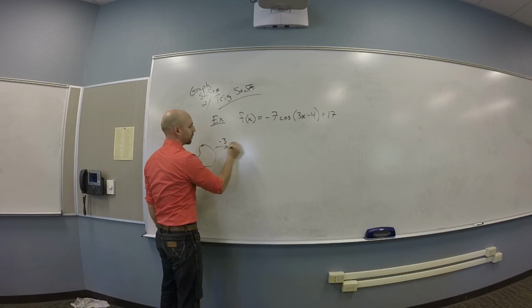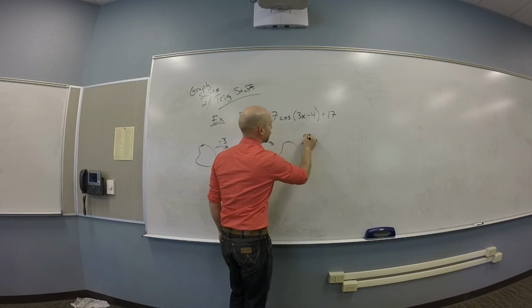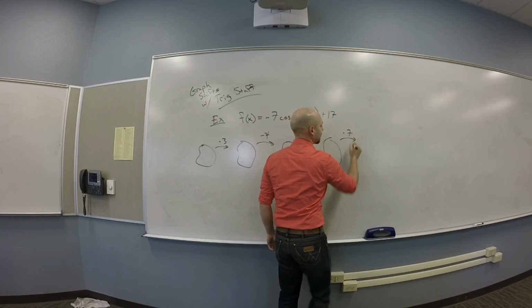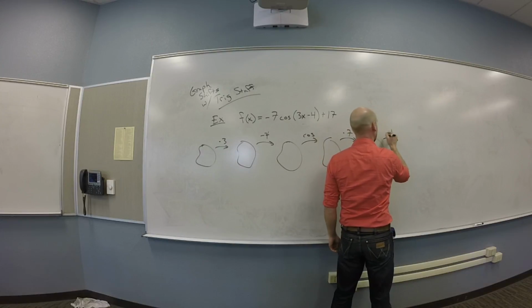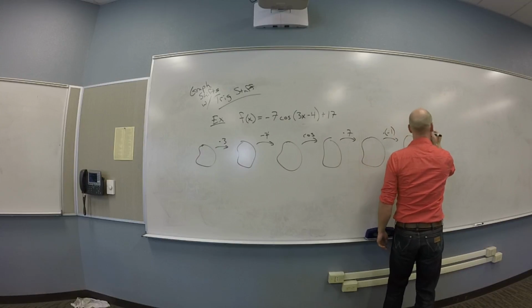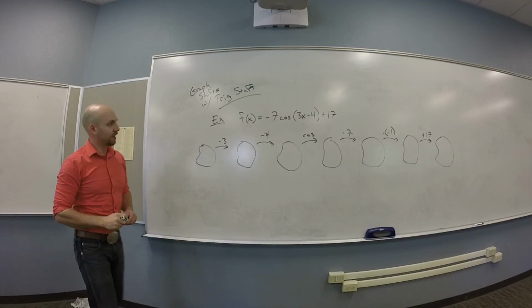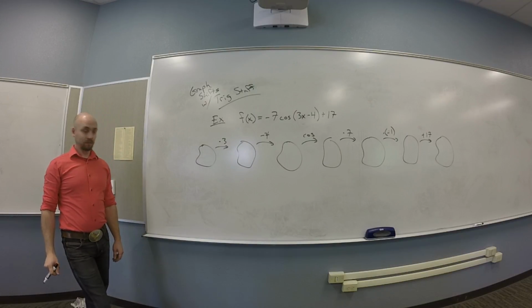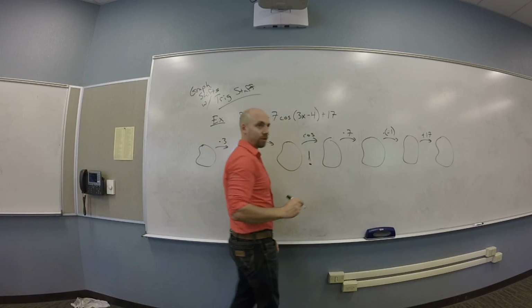So you multiply by 3, subtract 4, cosine, multiply by 7, multiply by negative 1, and then add 17. In order to get a graph for this, where do you start? The rule. Start at the rule. That's cosine, the thing you know the graph of.